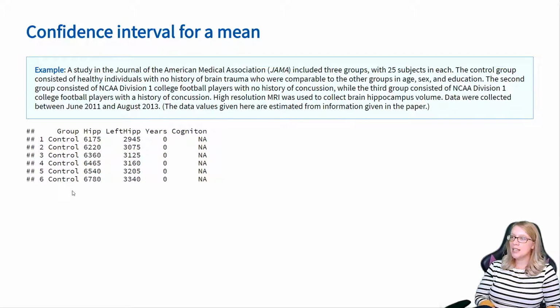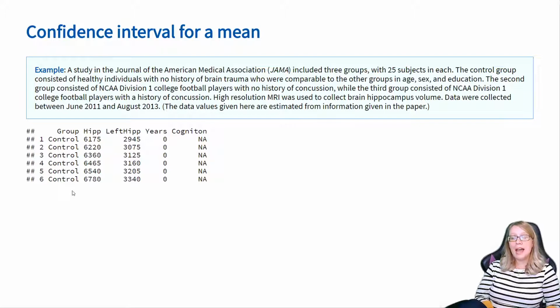We have data from a study in the Journal of the American Medical Association, or JAMA, that included 3 groups with 25 subjects in each. The control group consists of healthy individuals with no history of brain trauma who were comparable to the other groups in age and educational attainment. Our second group consists of NCAA Division I college football players with no history of concussion. Our third group consists of, again, Division I college football players with a history of concussion.